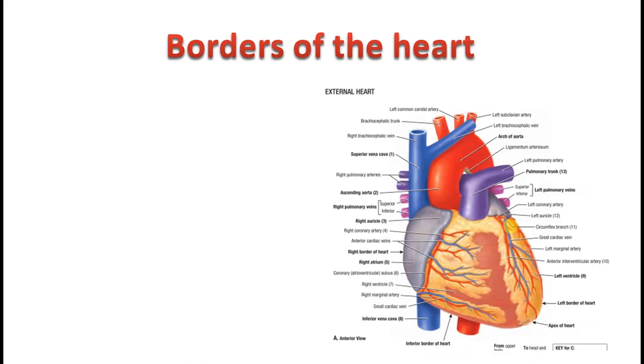So we have finished with the apex, base, diaphragmatic surface, sternocostal surface, and the left surface of the heart. Now we will proceed to the borders of the heart. The first border which we are going to see is the right border. The right border is mainly formed only by the right atrium. It is convex towards the right and extends from the opening of the superior vena cava to the opening of the inferior vena cava.